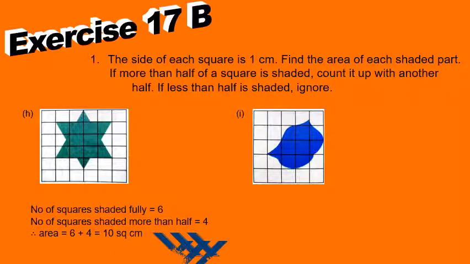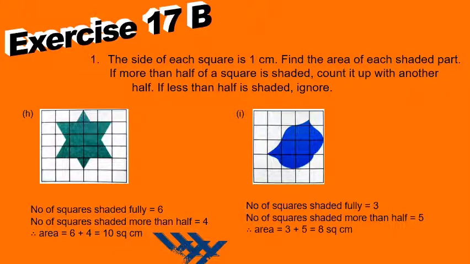Now let's come to the b part of this question. In this figure, the number of squares which are shaded fully is equal to 3. And the number of squares which are shaded more than half is equal to 5. And we are going to ignore those squares which are shaded less than half. Okay. So, the area of the shaded part is equal to 3 plus 5, which is equal to 8 square centimeters.